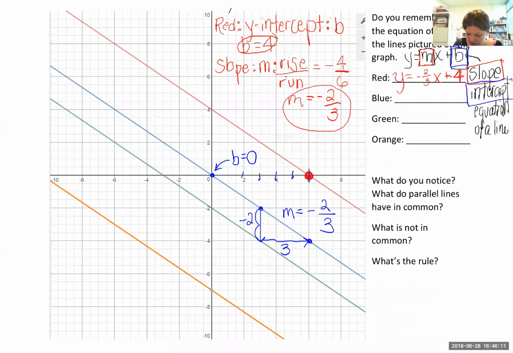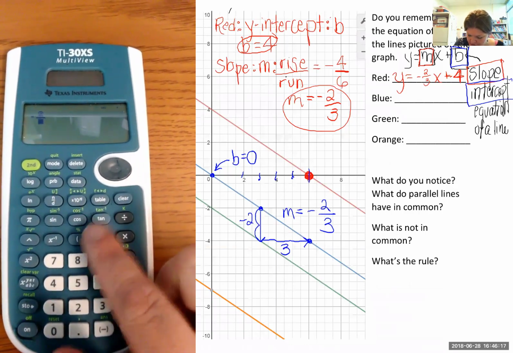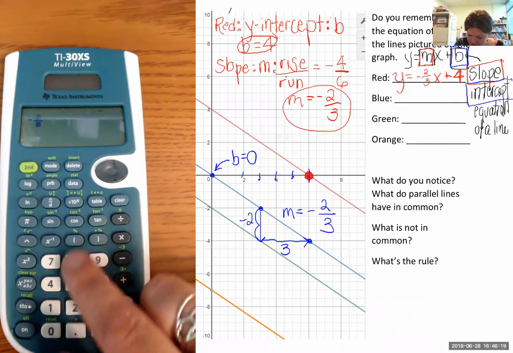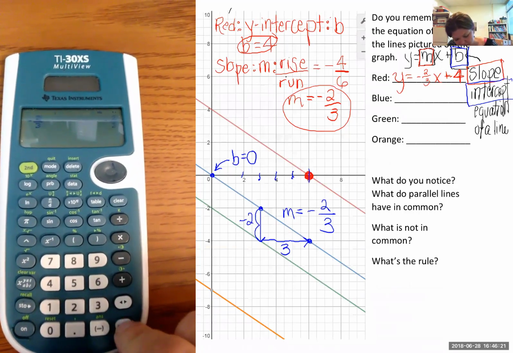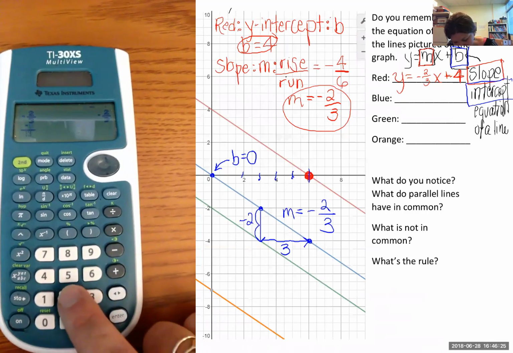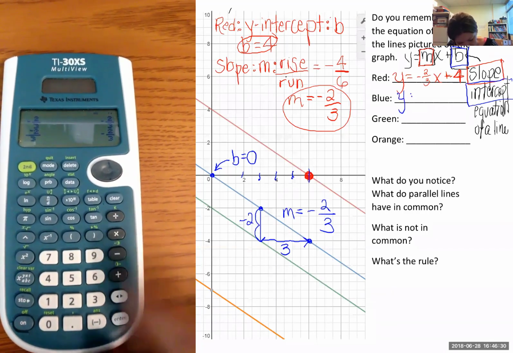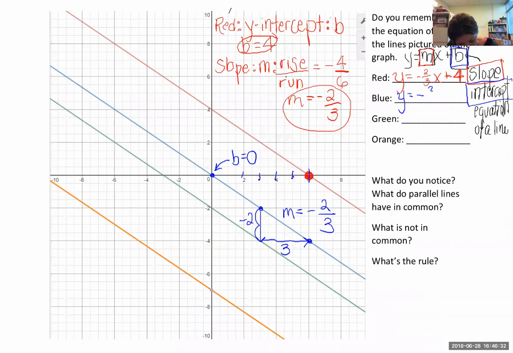Now you could type this into your TI-30XS if you wanted to. -2, oh, sorry, I was doing the fraction bar first. Fraction bar -2, arrow down, type a 3, and you would see, of course, that it is just -2/3. That one's already reduced. If you're the ninja who can reduce fractions without your TI-30XS, you'll save time on the GED.